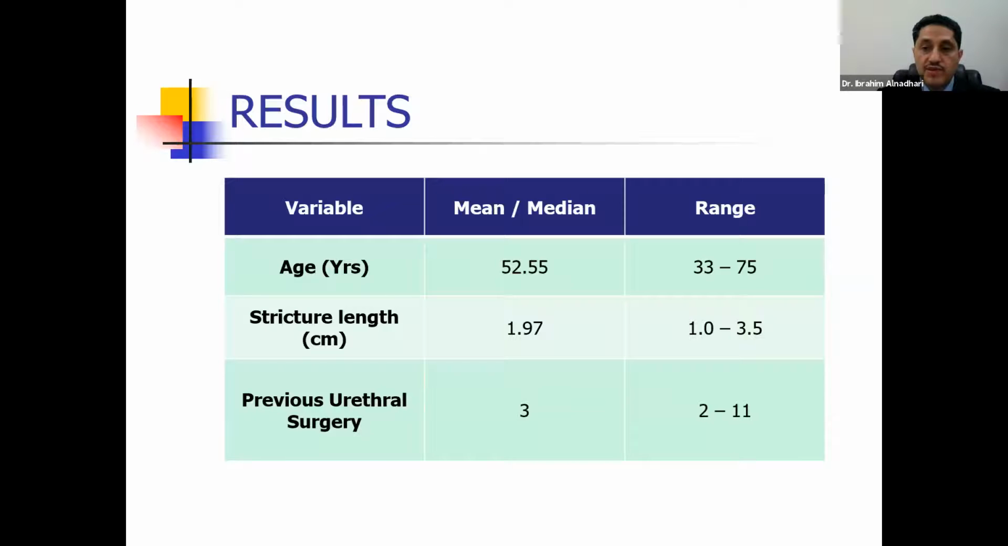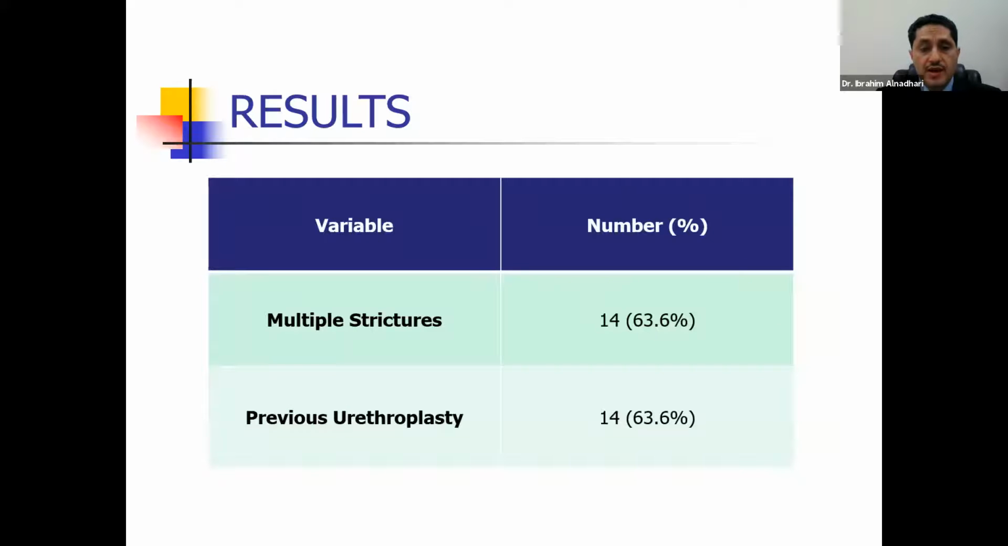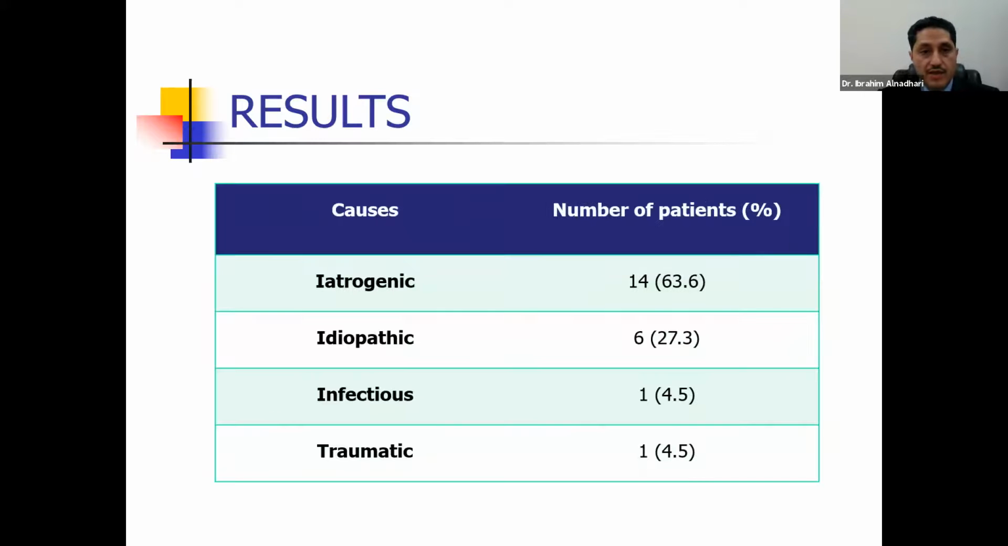So from the results of our study, the mean age was 52 and the mean stricture length was around 2 centimeters. The mean of previous urethral surgeries was 3. We can see here that the range between 2 to 11 surgeries, that means the minimum for a patient that we did this surgery for is 2 previous surgeries.